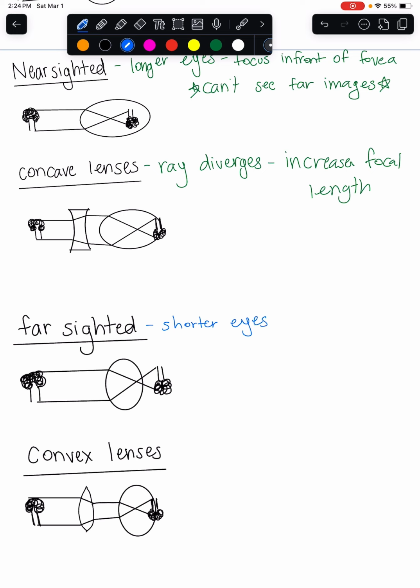All right, and so when the light rays come in and they're bent, since their eye is short, that image actually is going to not focus until it gets past their eye. And so they are not going to be able to see images clearly because it's past their fovea when that image comes into focus. So because they have the shorter eyes, we're going to write that the focus is behind the fovea. All right, and so they can't see close images.